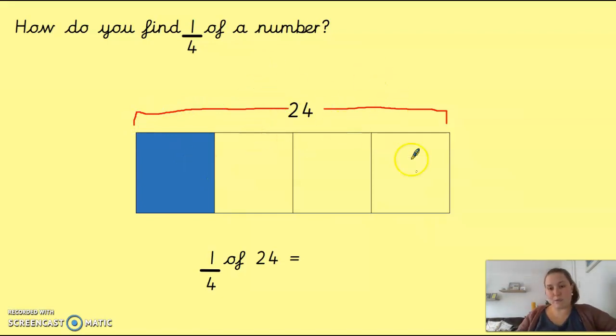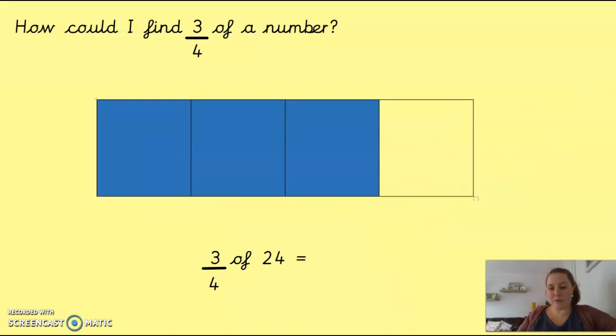So we need to split 24 into 4 equal pieces. 24 divided by 4, use your times table knowledge, that will be 6. And if one of those pieces is 6, it means all of these pieces are 6. And then if you are right, you should find that this all adds back up to 24, which it does. We only want 1/4 for this, so 1/4 of 24 is 6. Let's look if we wanted more than that. So how can we find 3/4 of a number?